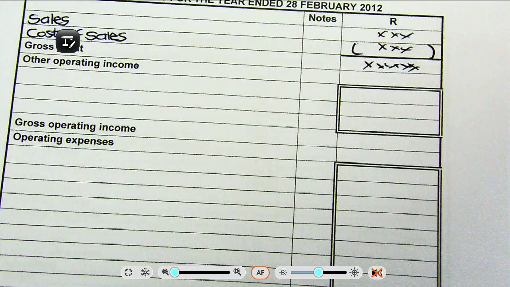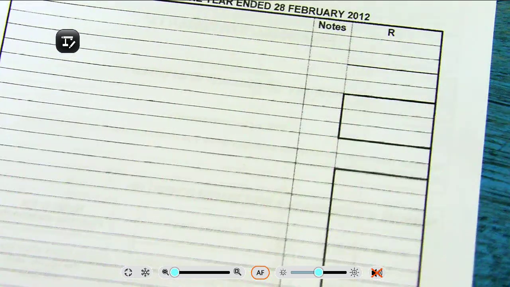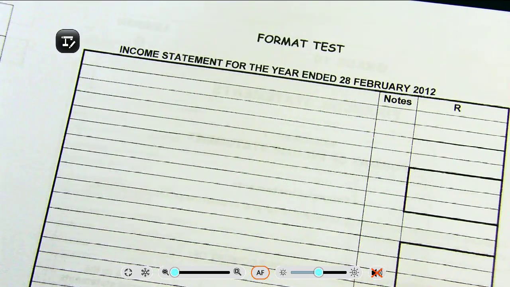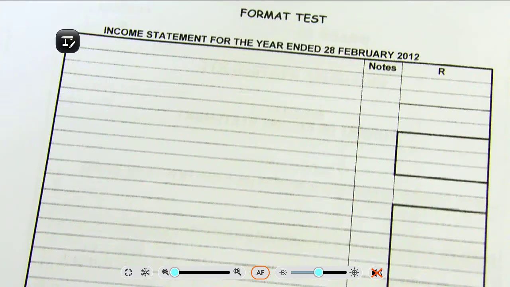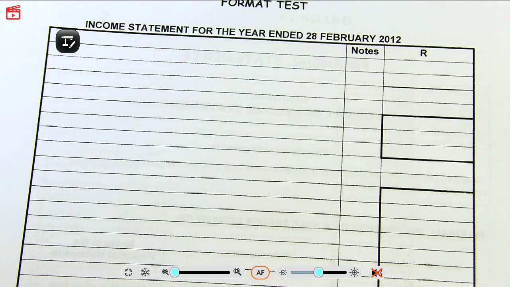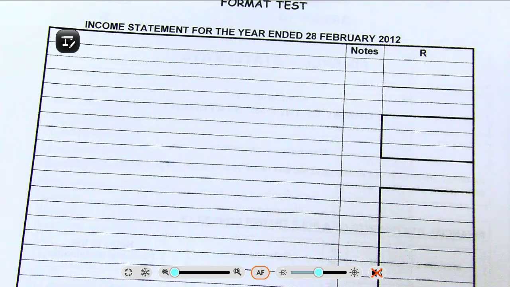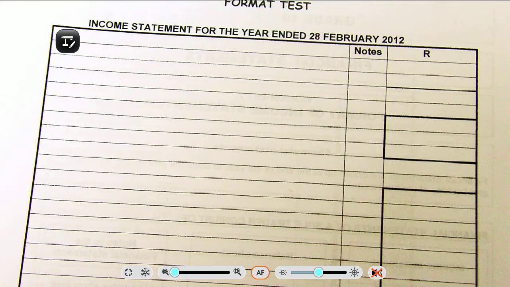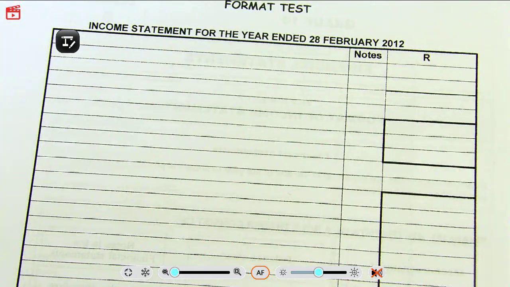I'm using the wrong page. It must say format. Okay, can we start again? Is everybody on the page that says format test? Okay, everybody on the page that says format test. Now we're writing this out 3 times, so now we're really going to know what we're doing here. Okay, skip a line.